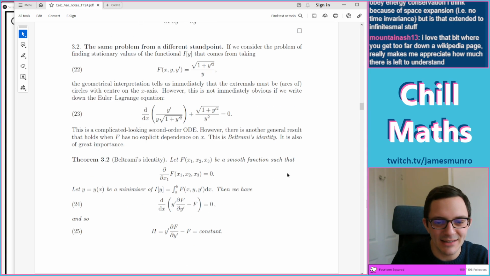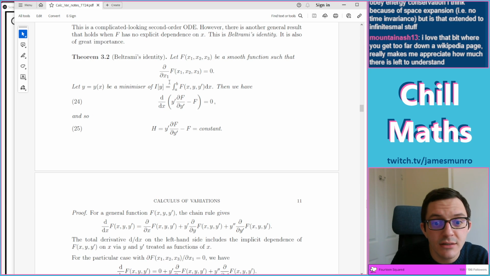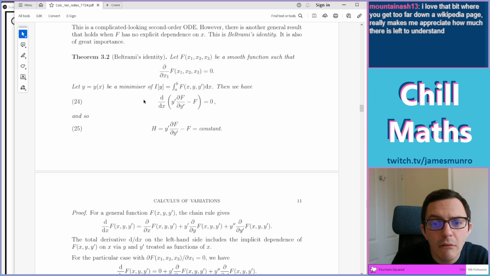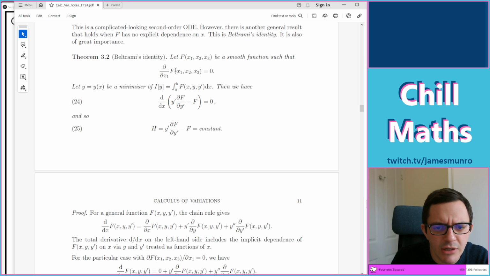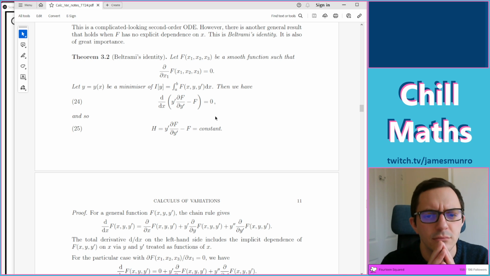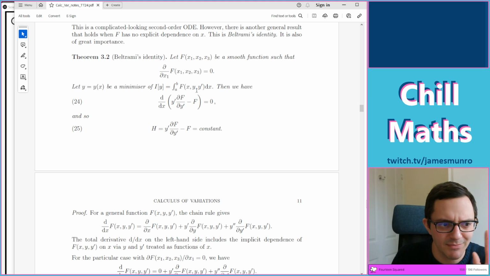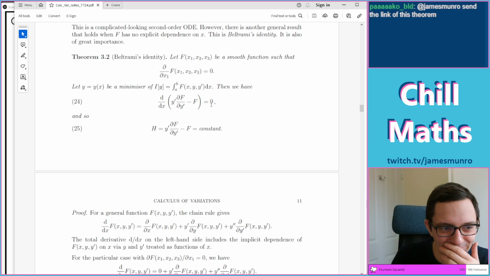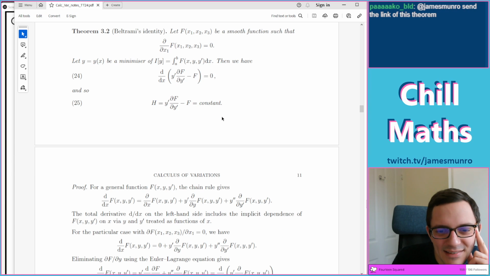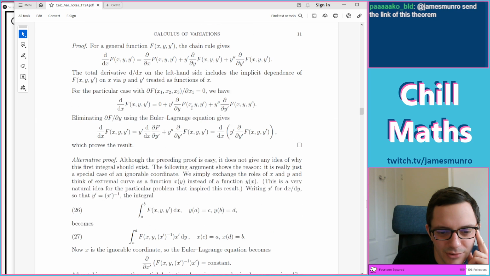Okay, back in Beltrami's identity. Let's see which one is that. Oh, if you can ignore one of the coordinates. Oh, hang on. Right. Okay. In the context of this course where we've got f, x, y, y prime, x1 is x, x2 is y, x3 is y prime, in this specific application, they're trying to say if f doesn't depend on x, then this x derivative is going to be 0. Integrate up, you'll get a constant. So you get a constant of motion or conserved quantity.